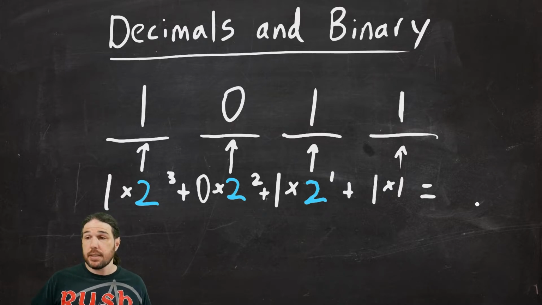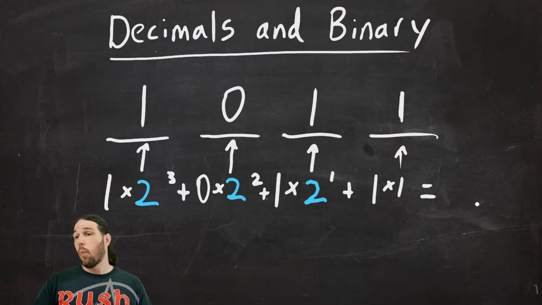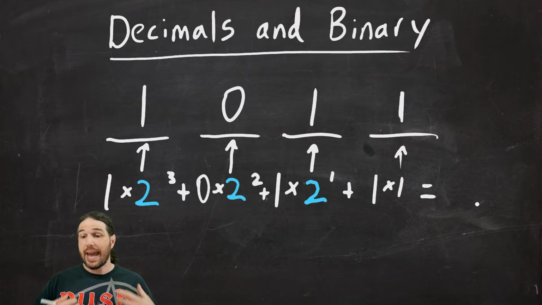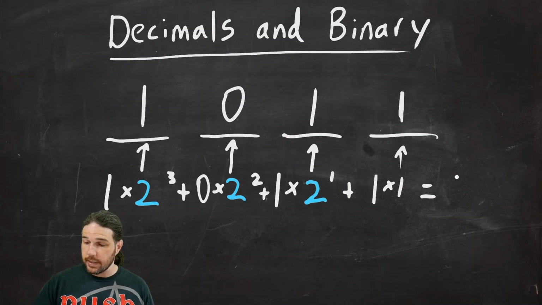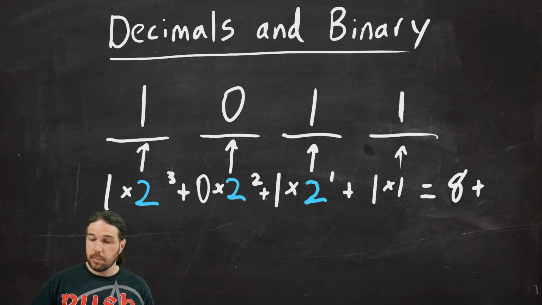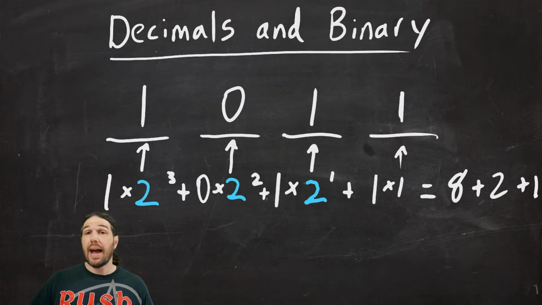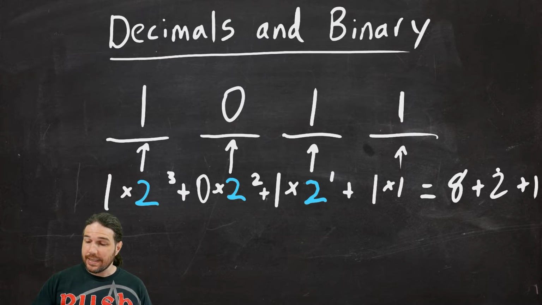So what is this number? Well, 1 times 2 to the third. 2 to the third is 2 times 2 is 4 times 2 is 8. So that is 8. Plus, well, this is 0 times 2 to the second, so that's just 0. 1 times 2 to the first, well, that's 2. And then 1 times 1 is 1. Our answer is 8, 9, 10, 11 in decimal.